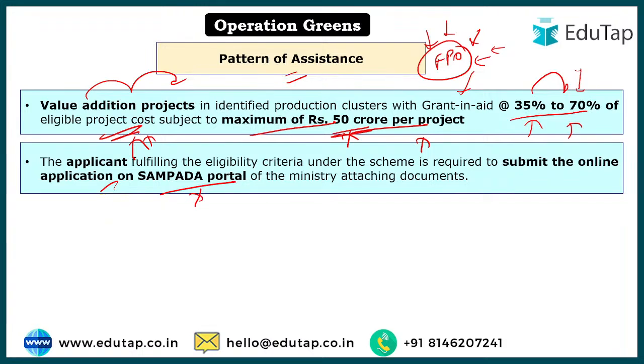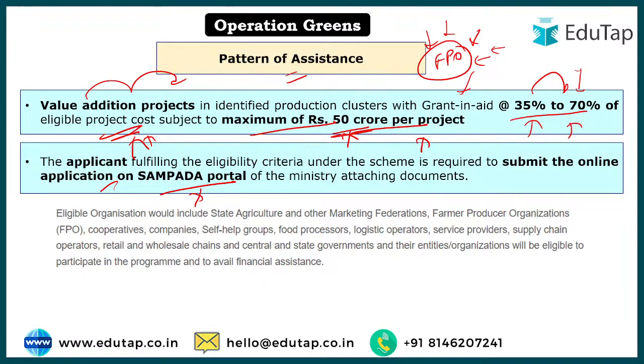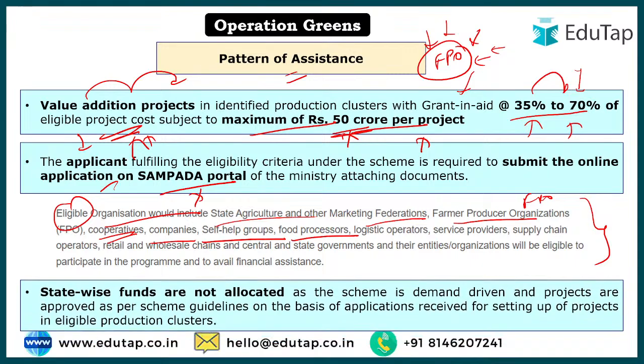Sampada is in itself a scheme, okay? So they would have to apply if they want to get benefit under this, right? Now when I say that applicants or eligible beneficiaries can avail the offer, who are the eligible beneficiaries? These include state agriculture marketing federations, FPOs, cooperatives, agriculture cooperatives, and those related to food processing. Any company, self-help group, food processor, you need not memorize everything. Whoever wants to get engaged with this sort of work is eligible under this, right?